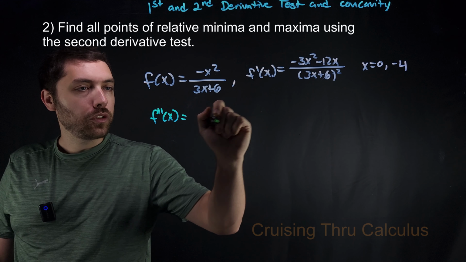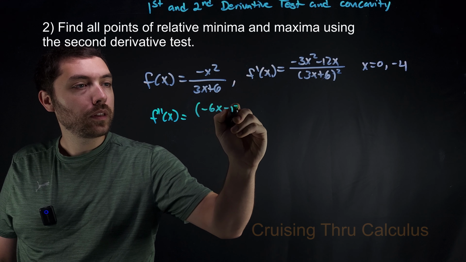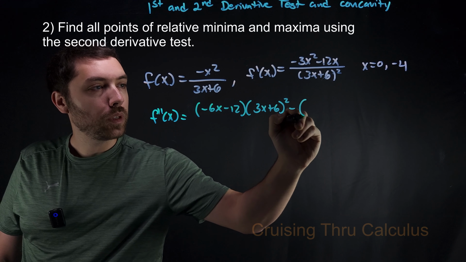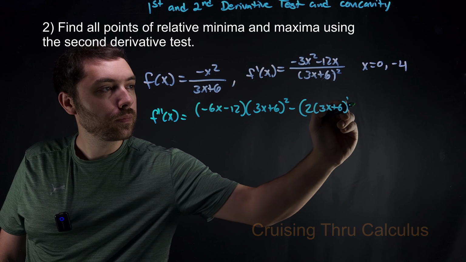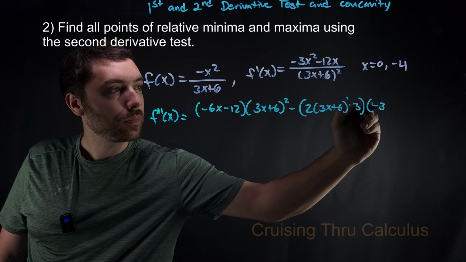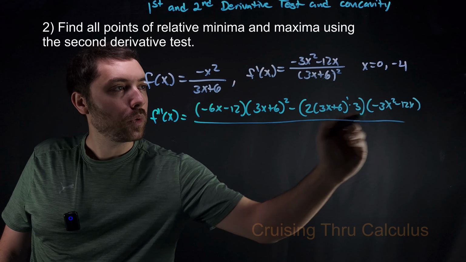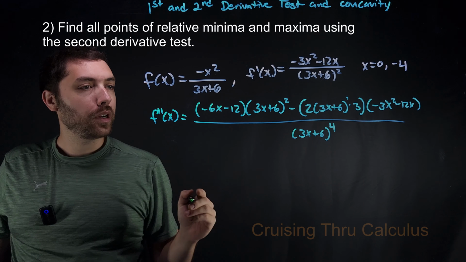All right, that means we're going to need to use the quotient rule again. So let's find the derivative of the top multiplied by the bottom, minus the derivative of the bottom, which we're going to need to use the chain rule on here, times the top, all over the denominator squared. And notice it was already squared before, so if you square a square, you get to the fourth.